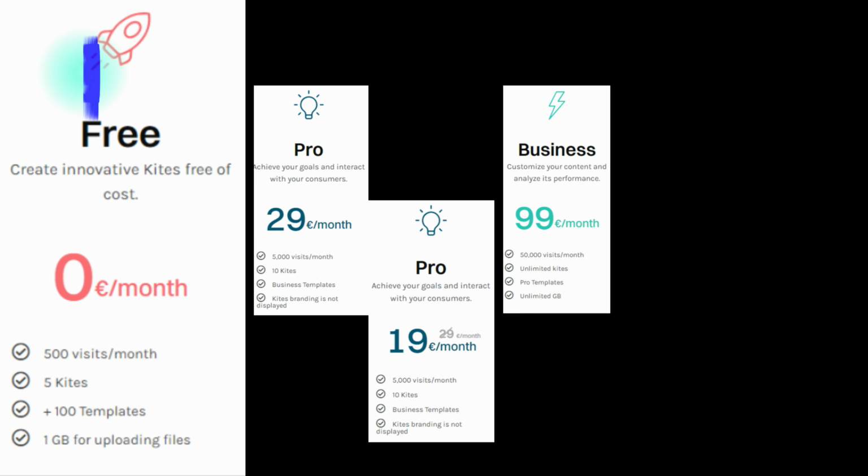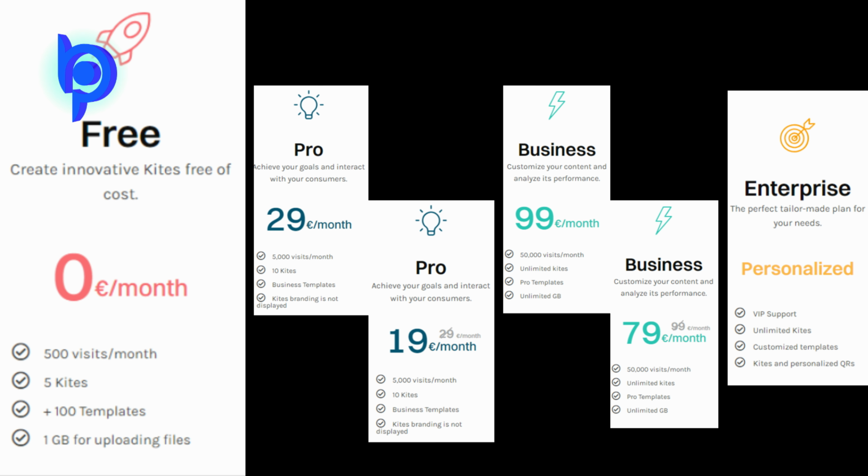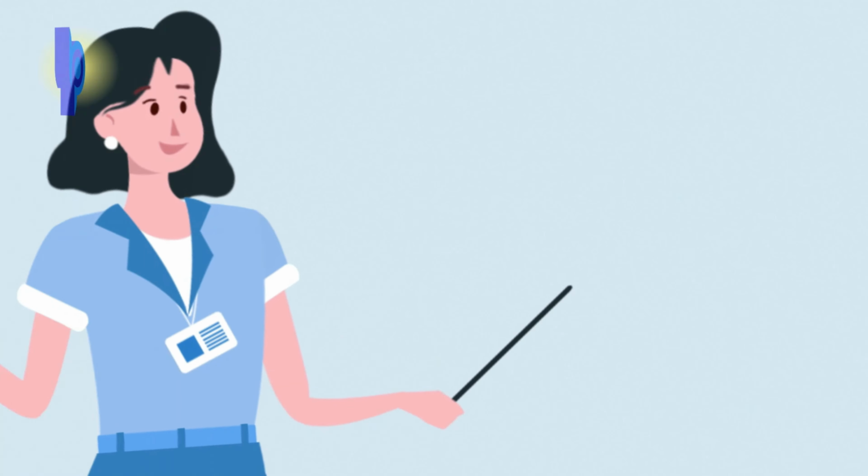Business: customize your content and analyze its performance with 50,000 monthly visits, unlimited kites, pro templates, and unlimited GB, for €99 per month billed monthly and €79 per month billed annually. And Enterprise: the perfect tailor-made plan for your needs with VIP support, unlimited kites, customized templates, and Kites and personalized QRs. This is the custom plan. That means you should contact them for this plan.